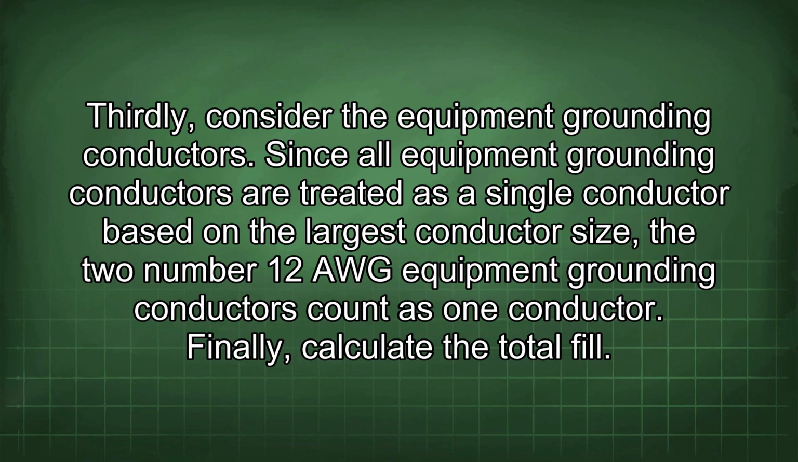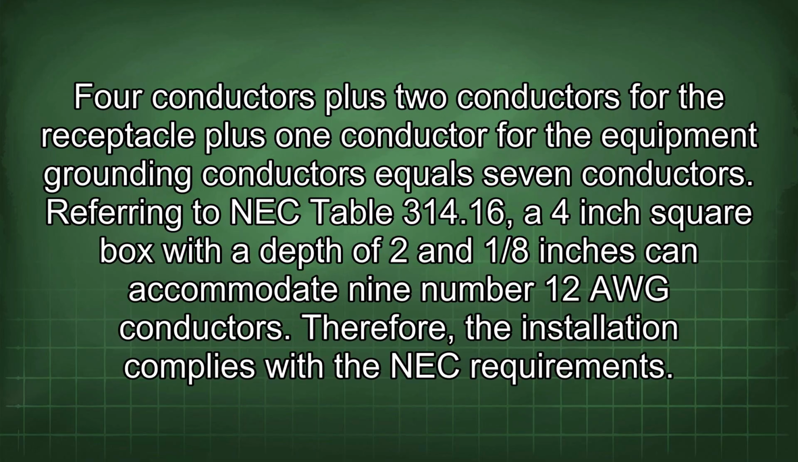Thirdly, consider the equipment grounding conductors. Since all equipment grounding conductors are treated as a single conductor based on the largest conductor size, the 2 number 12 AWG equipment grounding conductors count as 1 conductor. Finally, calculate the total fill. 4 conductors plus 2 conductors for the receptacle plus 1 conductor for the equipment grounding conductors equals 7 conductors. Referring to NEC Table 314.16, a 4-inch square box with a depth of 2 and 1/8 inches can accommodate 9 number 12 AWG conductors. Therefore, the installation complies with the NEC requirements.